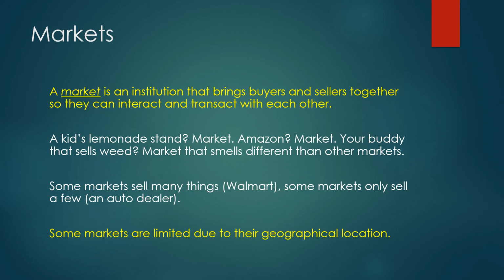Markets are institutions that bring buyers and sellers together so that they can interact and transact with each other. Emphasis on the transaction. A market must have a transaction to be a market. While all markets have transactions, most are different from one another. Some markets sell many products, some only a few, or some just one, which we call specialization, back from Chapter 1. Geographical location plays a large part on markets' limitations.